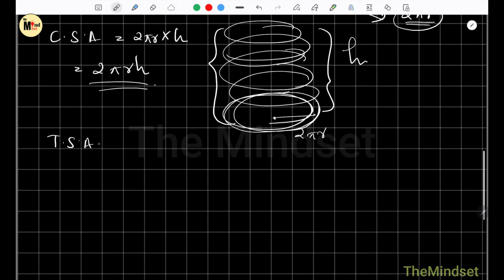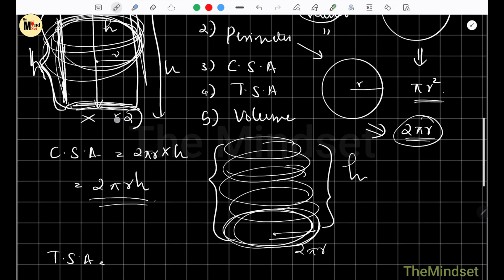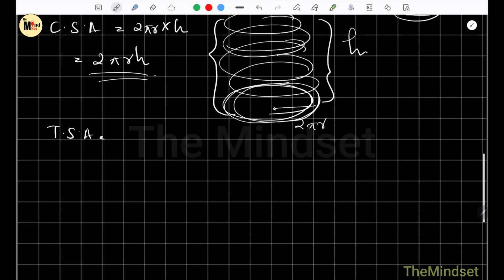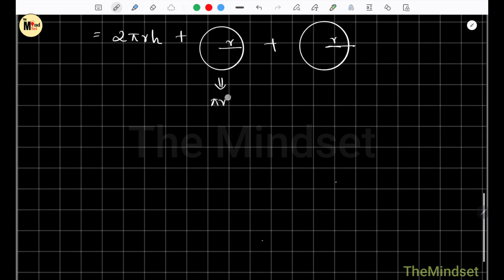Now total surface area. We have to find the surface area of the top and the bottom, and then the curved surface area. We already have the curved surface area, plus the top surface area, plus the bottom surface area. So the curved surface area will be 2 pi r into h plus the top surface area, which is actually a circle, right? It is the same circle, and the radius of both circles is the same, which is r. So what is the area of the top surface? It is pi r square.